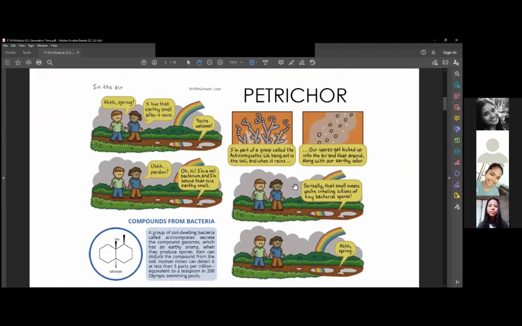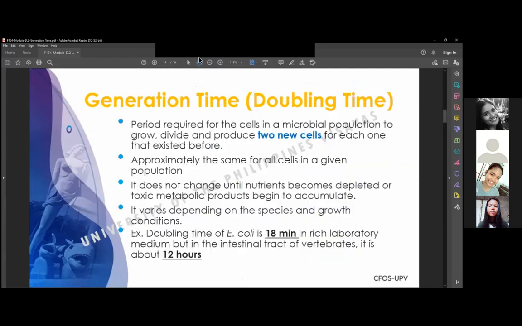Okay. So, di ba kung haba-haba ang init, tapos gulpi nag-uran, parang may iba tayong nasi-smell, and that's jasmine. Okay. So, yan lang yung gustong ipaabot ng slide na iyan. Let's now proceed to generation time or doubling time. Yan yung sinabi natin kanina, no?